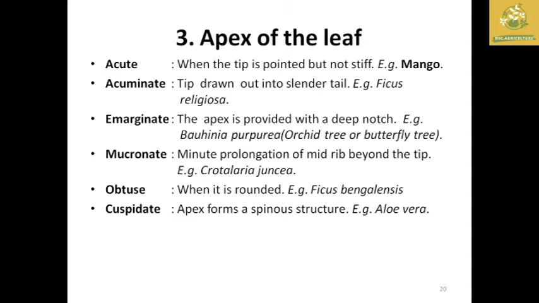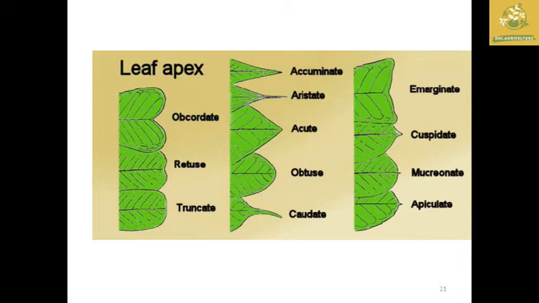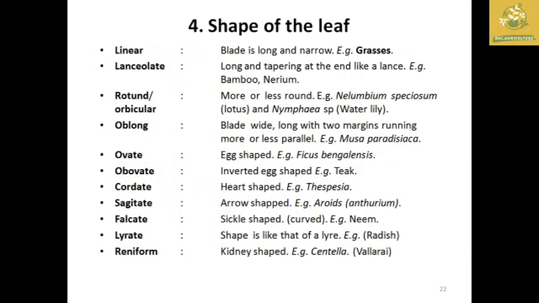And mucronate, where the midrib extends beyond the tip at the apex of the leaf, example Crotalaria. And obtuse, where the apex of the leaf is rounded, so no pointed structures are found, example Ficus benghalensis. And cuspidate, where the apex is formed of spinous structures, example aloe vera. So these are the different types of leaf apex that I have explained.